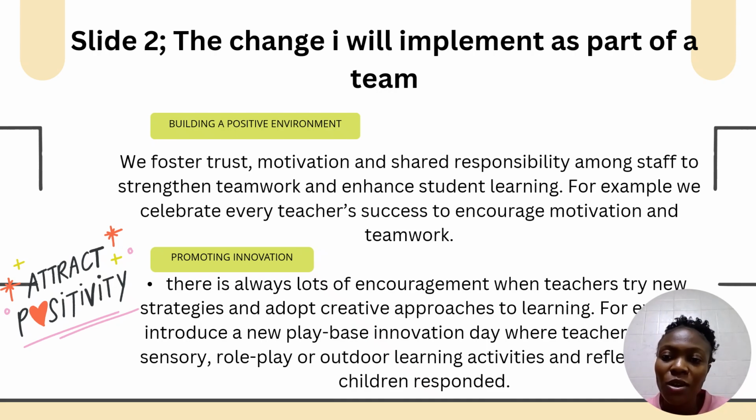And the last change I will implement is promoting innovation. There is always lots of encouragement when teachers try new strategies. For example, we introduce a new play-based innovation day where teachers try new sensory, role play, and outdoor learning activities.